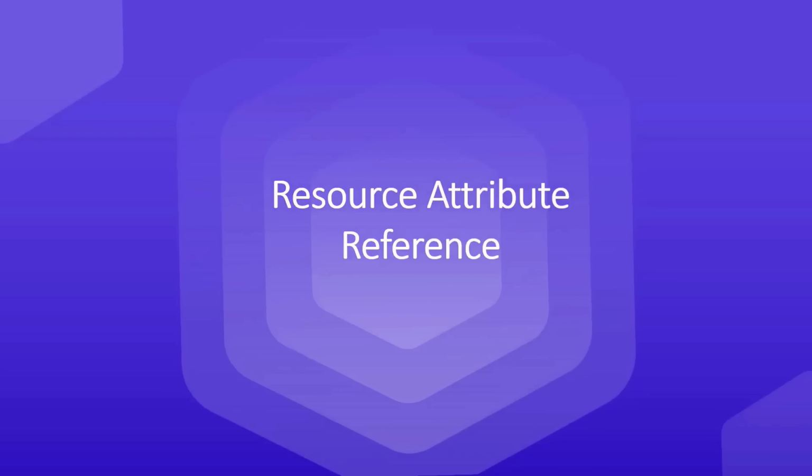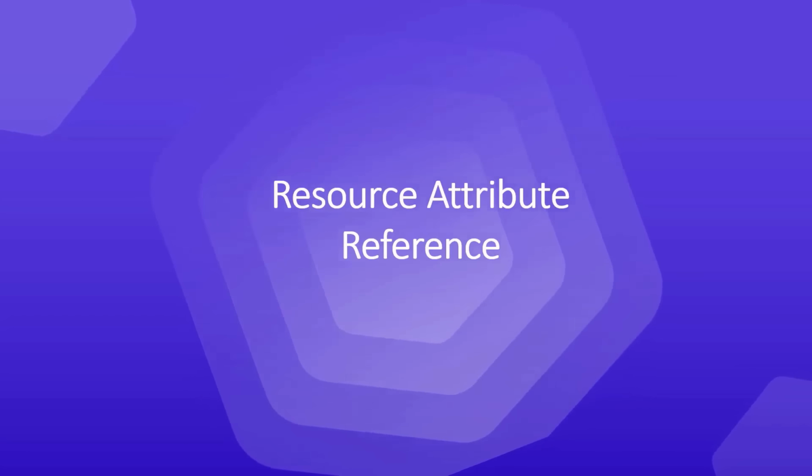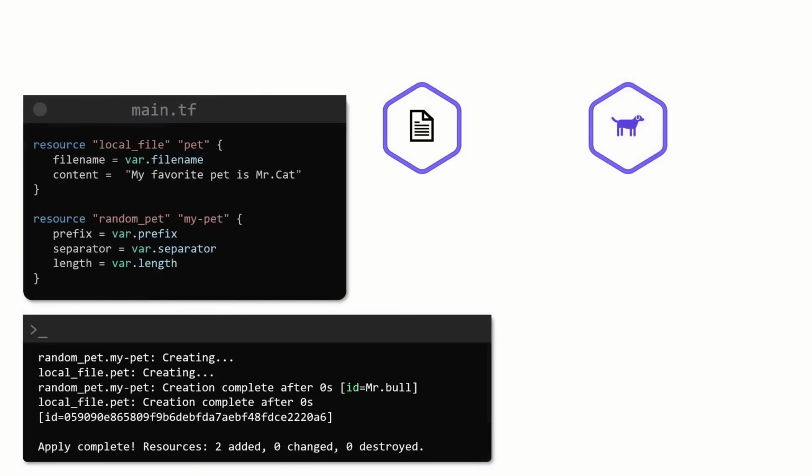In this lecture, we will learn how to link two resources together by making use of resource attributes. In the last few lectures, we saw how to use variables to improve the reusability of our code. Right now, we have two resources in our configuration file. Each of these resources has a set of arguments that are used to create that resource. For the file resource, we have used the file name and content as the arguments. And for the pet resource, we have used the prefix, separator, and length.